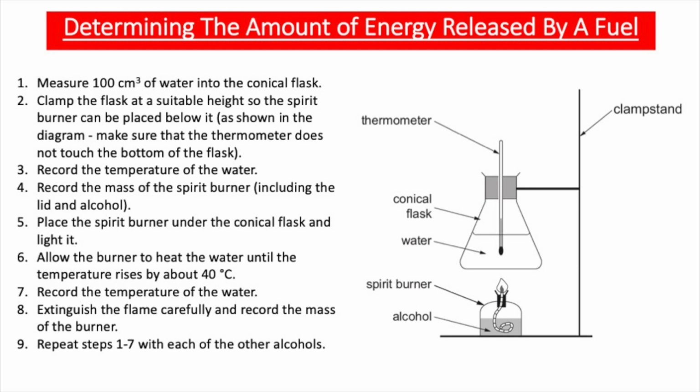Now, the last bit of information you need is the mass of fuel burnt. You've recorded the mass of the spirit burner containing the fuel at the beginning of the experiment and after burning. So the difference between these two values gives you the mass of fuel that's burnt. Now, the equation to determine the amount of energy released by a fuel will be given to you in the exam, and we'll discuss this later.